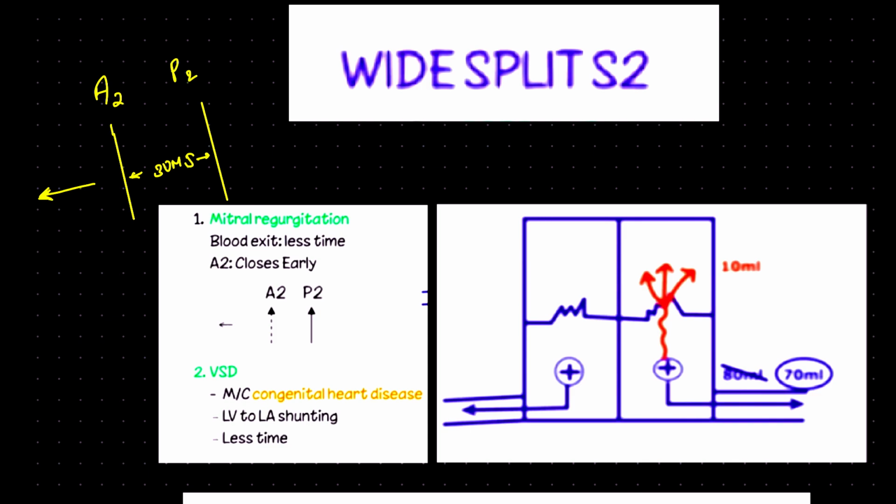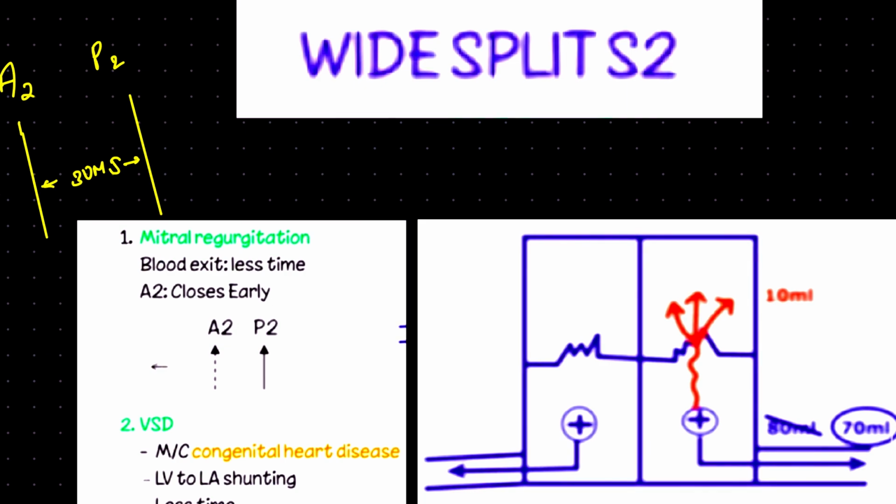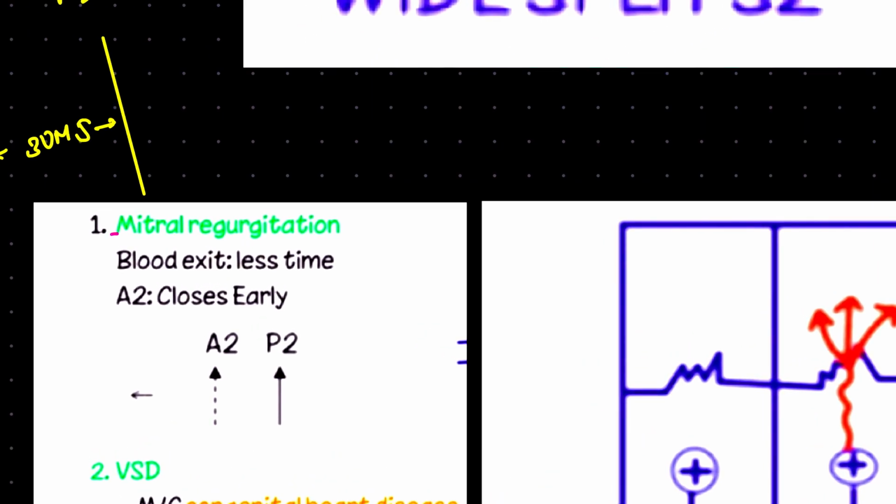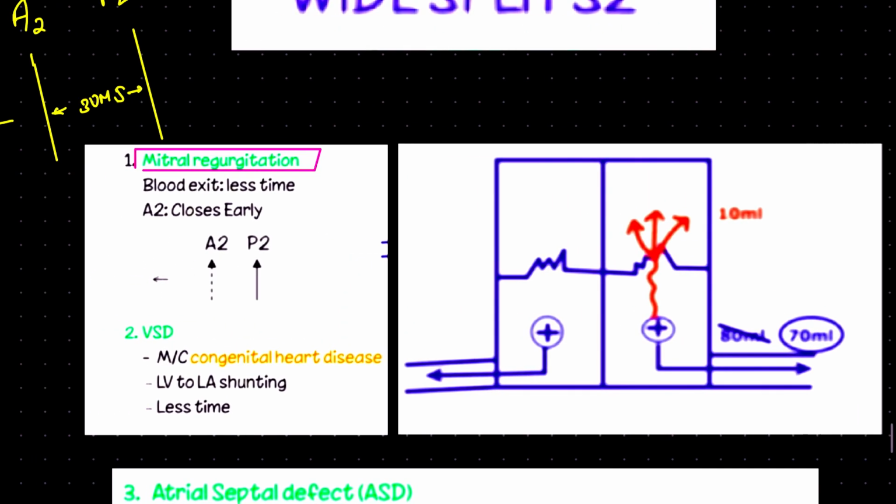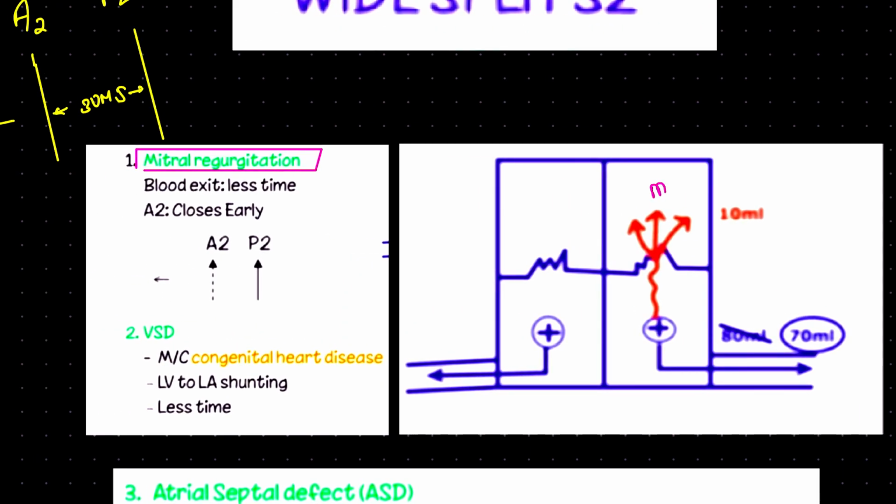Okay, talking about the different conditions in which there will be wide split of S2 sound, the first one that we need to know is mitral regurgitation. Now mitral regurgitation, what is this condition? In this schematic diagram, this is our mitral valve, right? And this is our tricuspid valve.